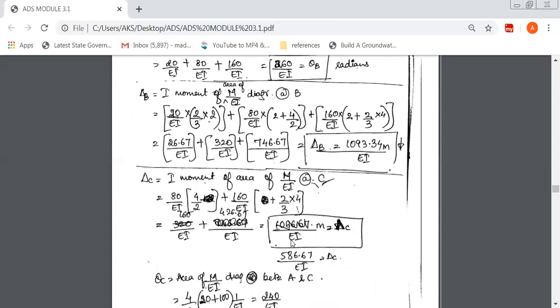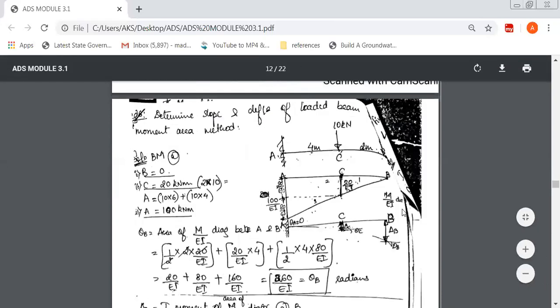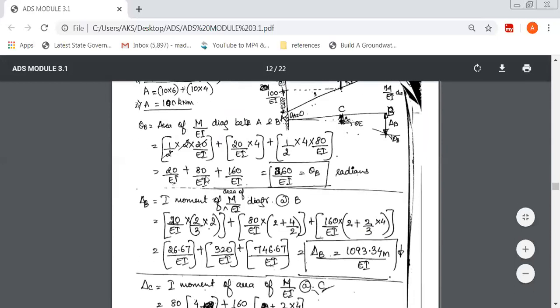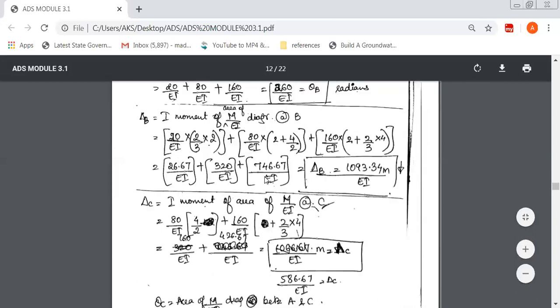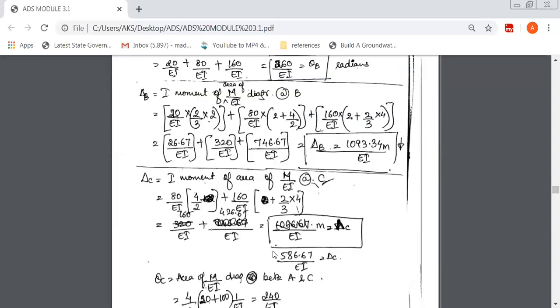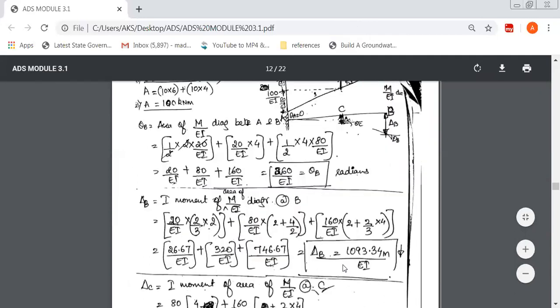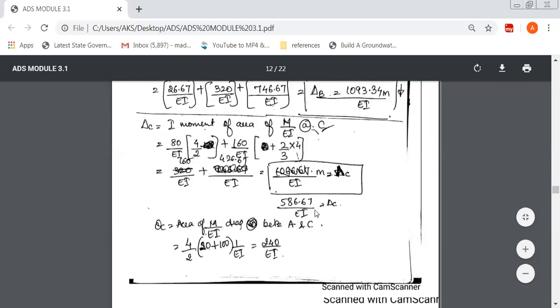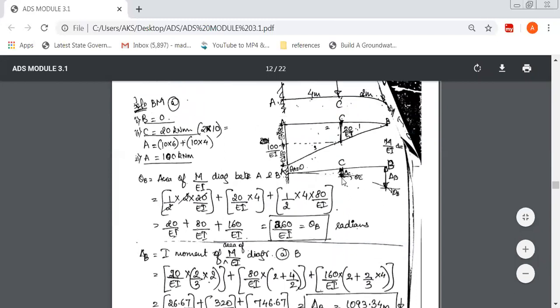Now you can just cross verify here. Theta B rotation is more than theta C. So theta B is almost 360, whereas theta C is 240. Theta C is lesser, theta B is more because it's a free end. Similarly, delta B is 1093 vertical deflection. You can see here, this is 1093 and it is always in meter, and delta C is just 586. So here it is maximum, here it is less. Okay, this is how you solve the problem.